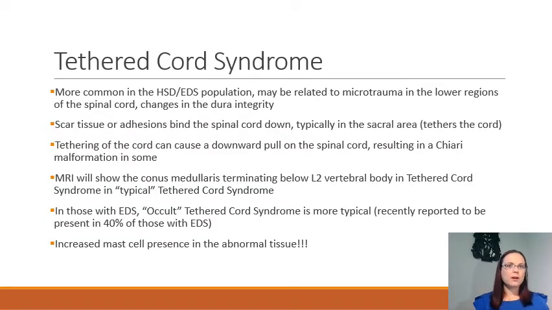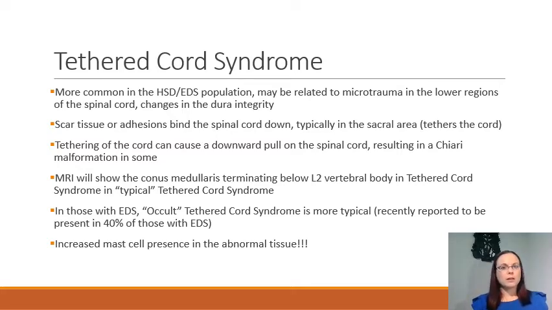Tethered cord syndrome is more common in the symptomatic hypermobility population. This could be related to the microtrauma that happens in the lower region of the spinal cord because of the increased mobility. It could also be from the changes in the dura integrity because the dura is a little bit different anatomically. But scar tissue or adhesions can potentially bind down the spinal cord. So it gets tacked down, typically in the sacral area, and it tethers the cord. So when the cord gets tethered down, it's going to cause a downward pull on the spinal cord, especially with movement. And that can result in a Chiari malformation for some people because you're getting that downward pull that pulls all the way up to the upper cervical spine and into the brain.